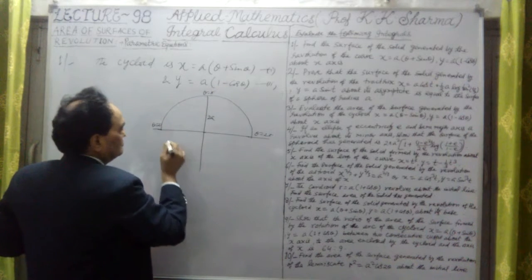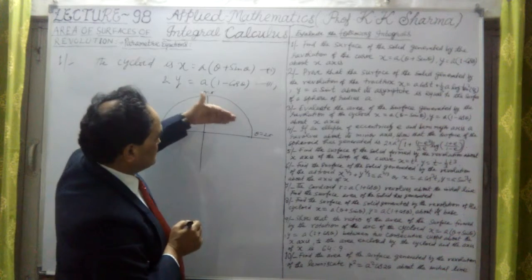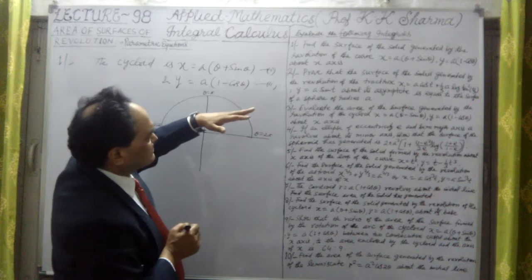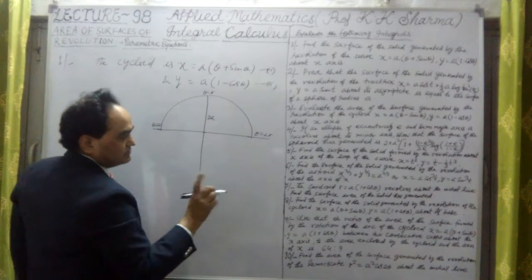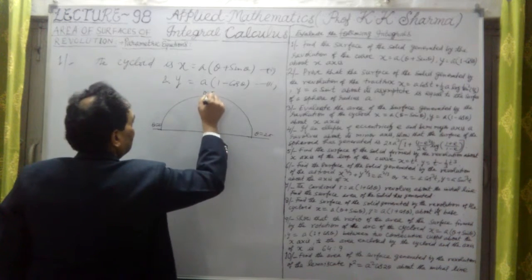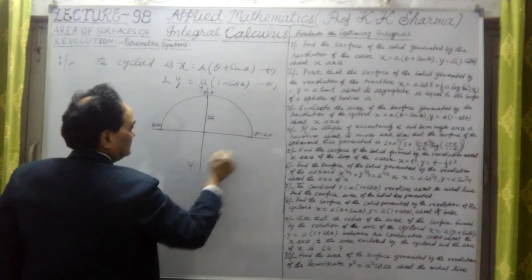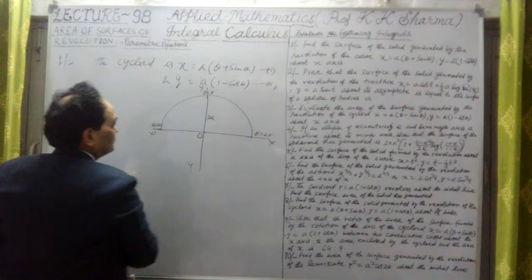That's the curve here. So what are the limits for this? This curve is revolved about the x-axis. In this case, x-axis. The limits are 0 to pi. That is the point. You have to just take this. So this is the y-axis, and this is the x-axis here. This is the origin.